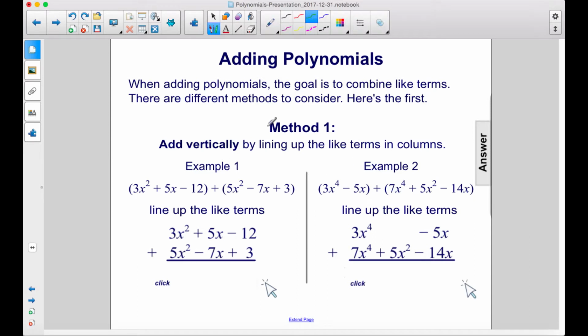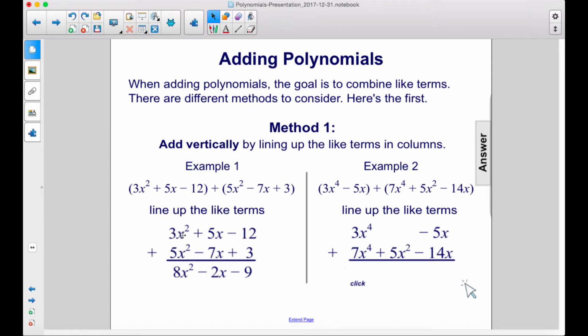For example, we have these two polynomials, so we stack them on top of one another with the like terms on top of one another, like this. So you put the x squared over the x squared, x over x, and the constant over the constant. And then that way, you can just go down and add them all together. Or subtract if this was subtraction.